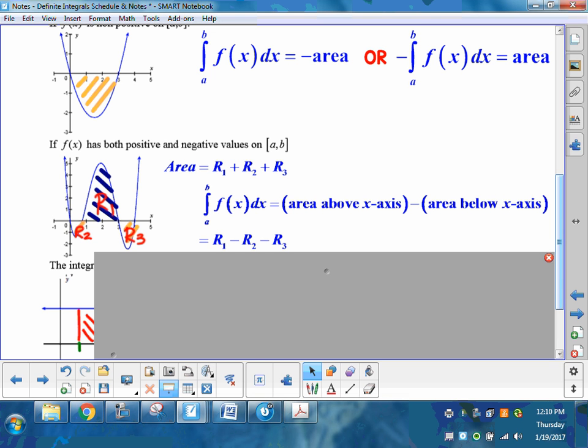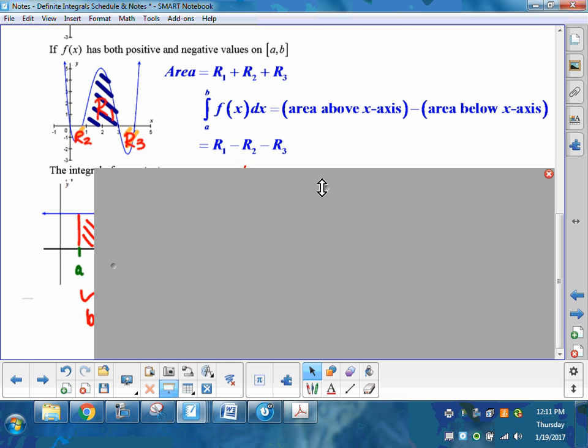Jack? Close. Oh, wait, did I label it? Yes, sorry, R2 and R3. Both of those will be negative. The integral takes that into consideration. Sometimes you have to divide it up. If you don't have the calculator, maybe. And sometimes you do. Now, here's one that's the most interesting.